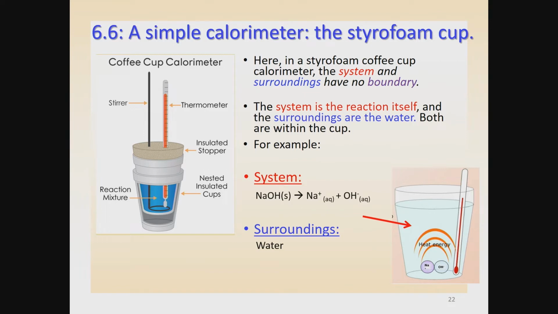And so what we hope is that any heat released by the pellets when the sodium hydroxide is going into ions is going to be absorbed by the water surroundings. If we can figure out how much the temperature changes in the water surroundings, and we know the mass of the water and the specific heat of the water, we can figure out the heat absorbed by the water, which should be the same as the heat released by the sodium hydroxide pellets. So in this case, the chemicals are the system and the surroundings are the water. As you might expect, there really is no boundary here in a coffee cup calorimeter.